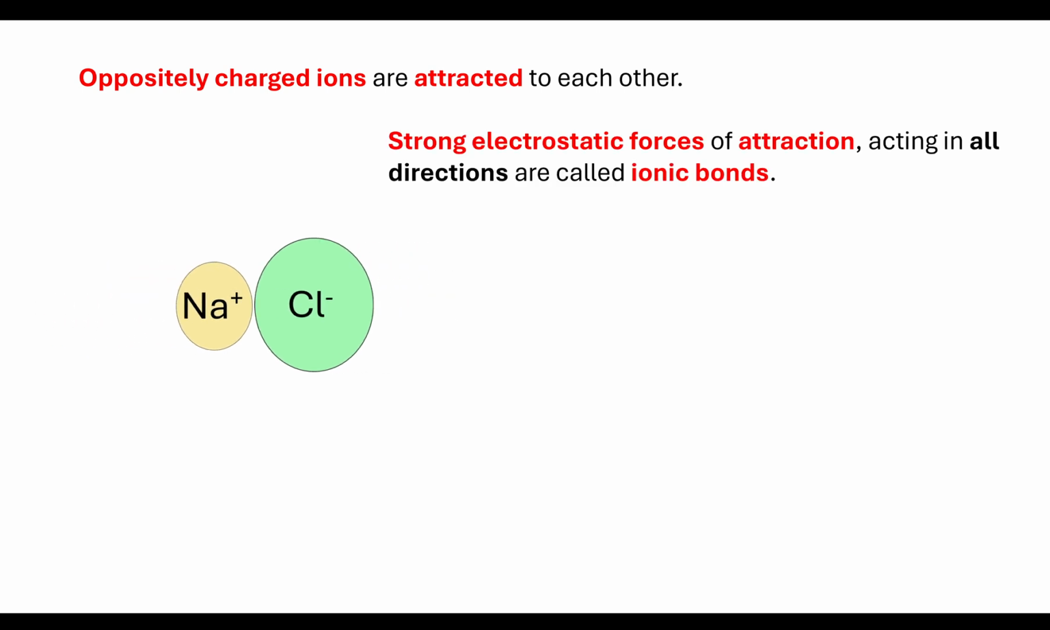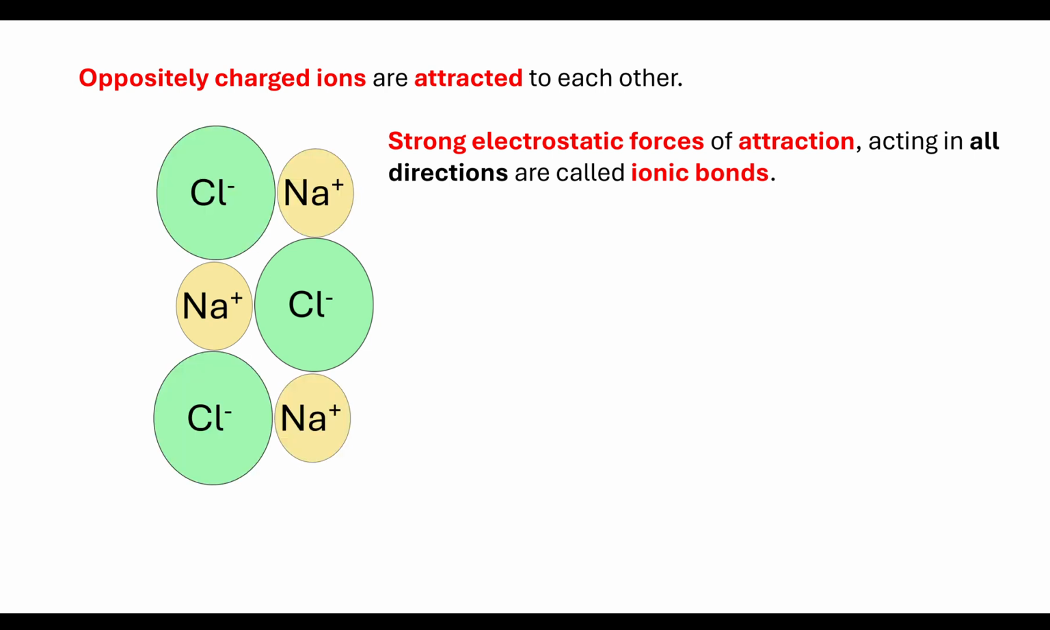And what will happen is with these oppositely charged ions, they are going to be attracted to each other. So what we have to understand is this attraction is actually called the strong electrostatic forces of attraction, which act in all directions, and is called the ionic bonding. So we have ionic bonds between our oppositely charged ions. Now, as I said, these strong electrostatic forces of attraction, which pull these ions together, actually act in all directions. So therefore, that means there could be chloride and sodium ions in all directions if there is enough of them.